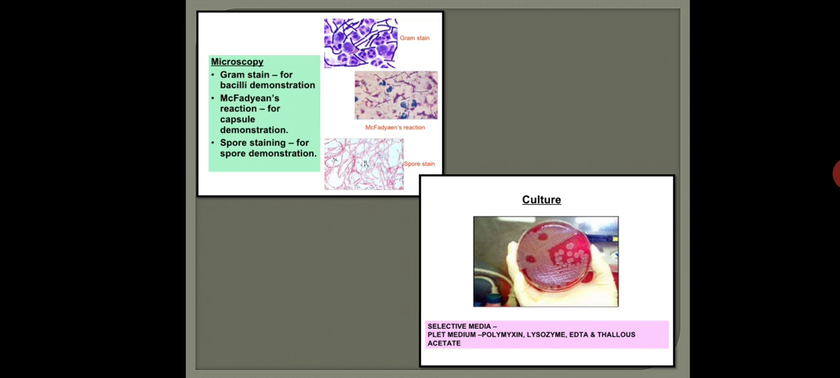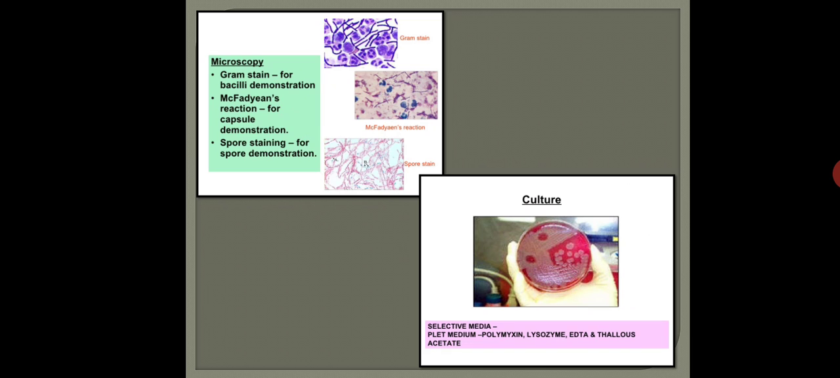The stain used in McFadden's reaction is polychrome methylene blue stain, as we have discussed this reaction in our previous video in biochemical characteristics. This stain gives the observation in the form of purple capsule surrounding blue bacilli. Okay, so this is all. Or you can go for the spore staining.